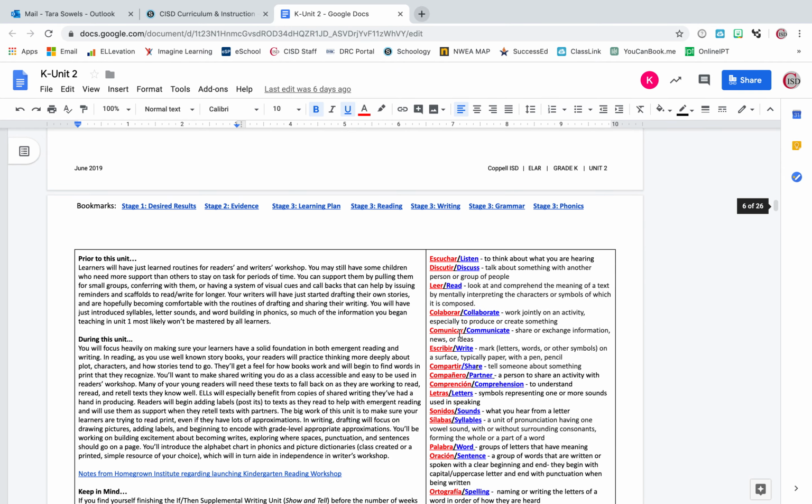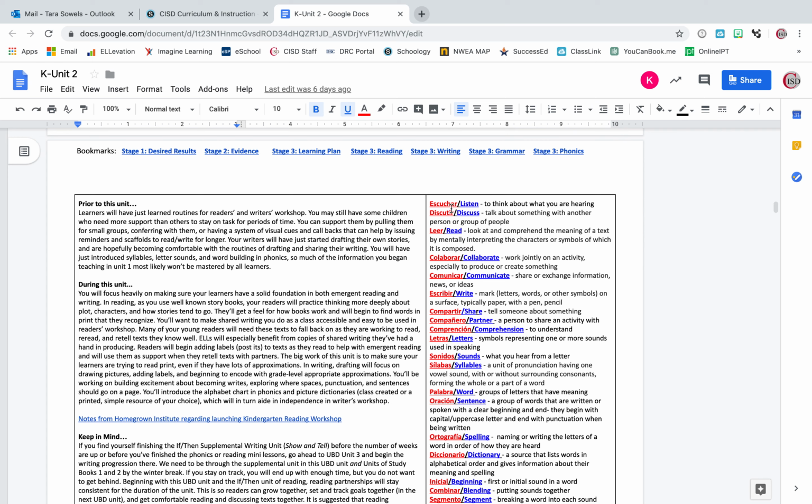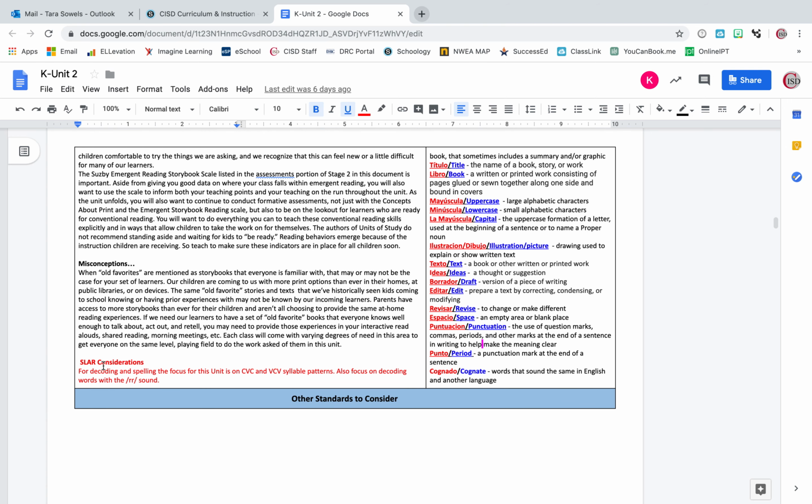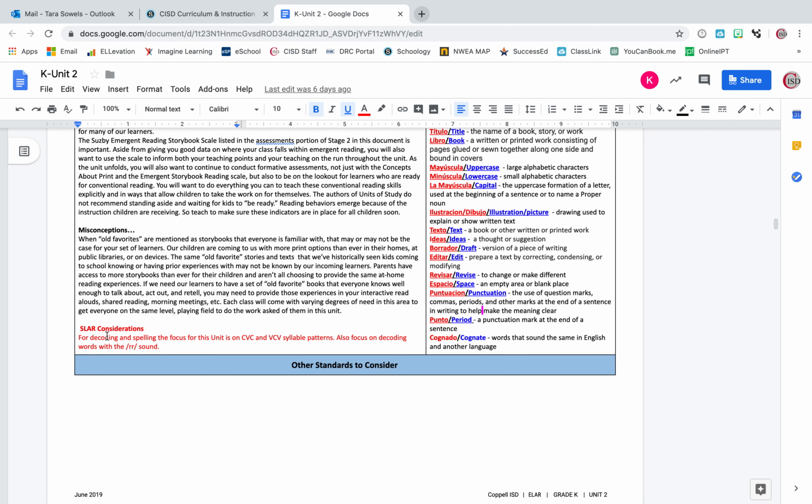And then we have our academic vocabulary. These words have been translated to Spanish. And one idea that we've been batting around is perhaps also having these definitions in Spanish. So I'd love to hear your feedback on whether you think that's needed or if that would be helpful for you in your grade level. And then coming down here, we have SLAR considerations. Some units have these considerations, which again point out the part of the TEK that we might be focusing on for that unit.